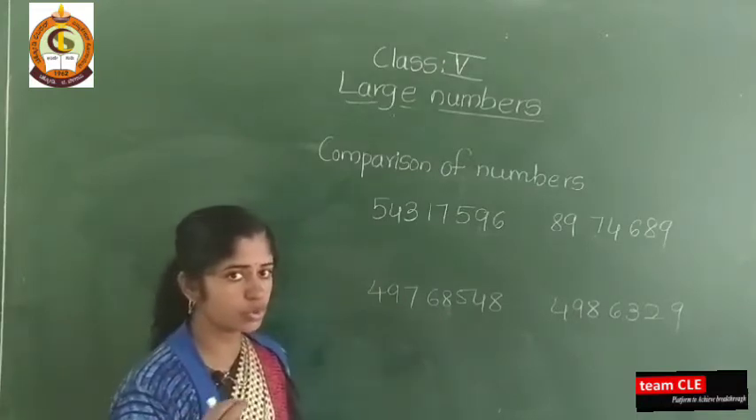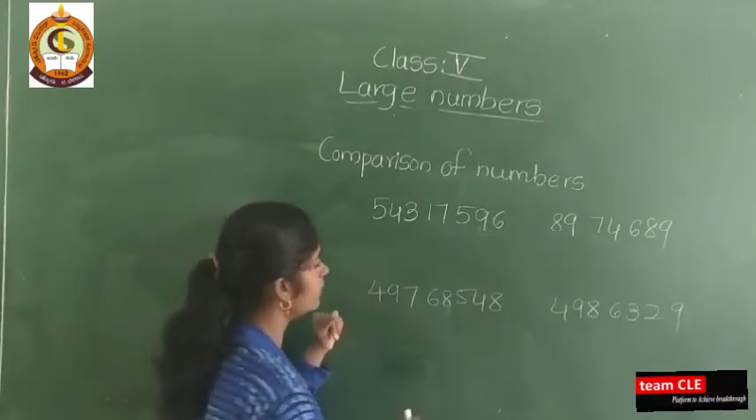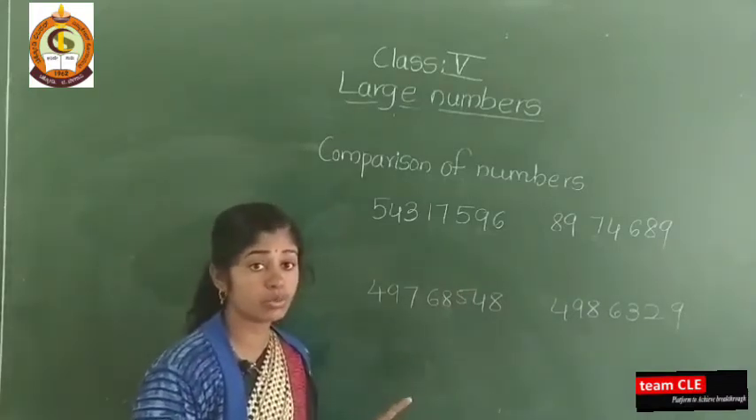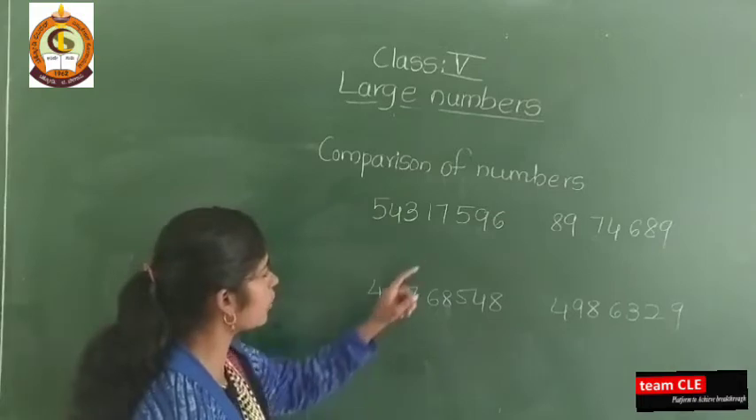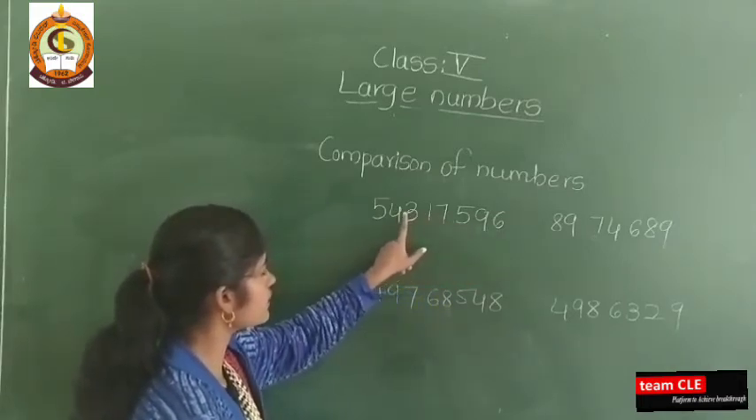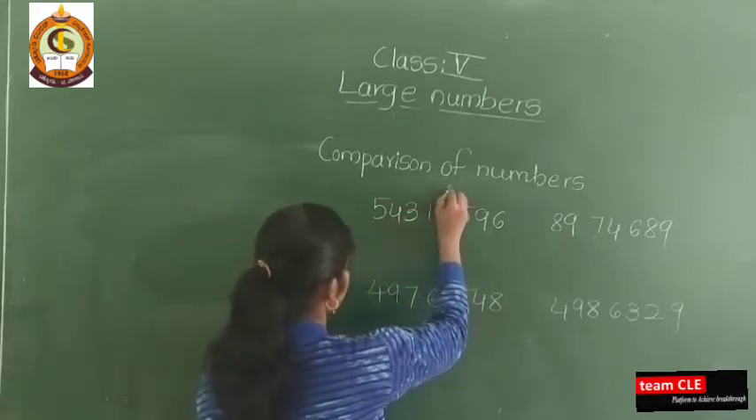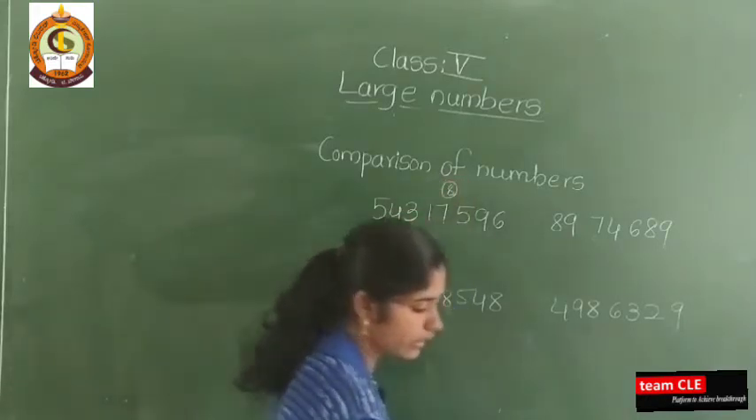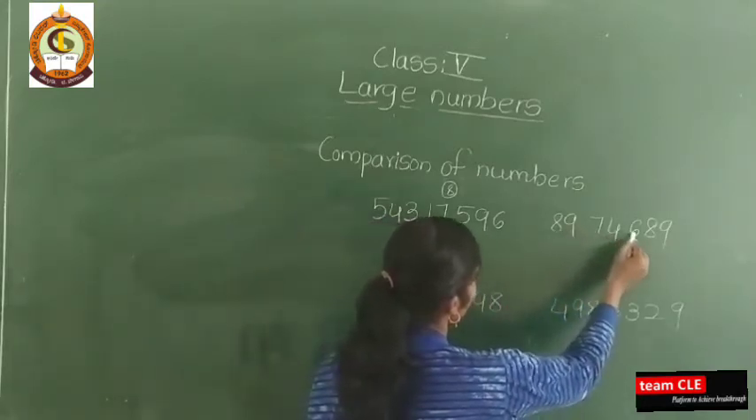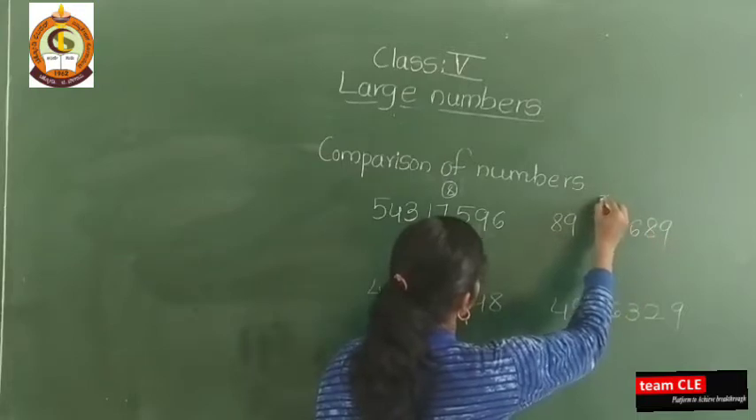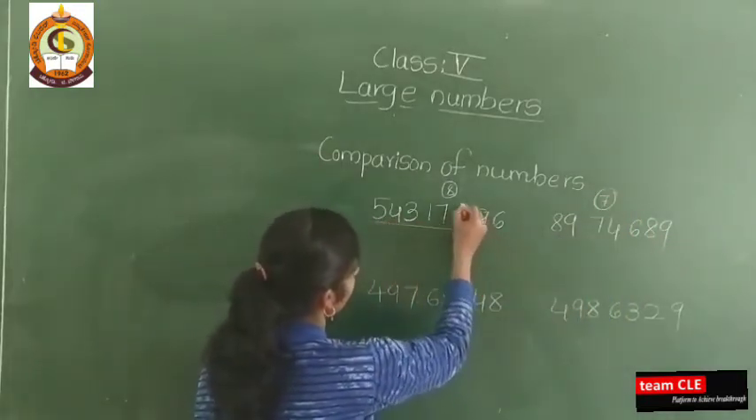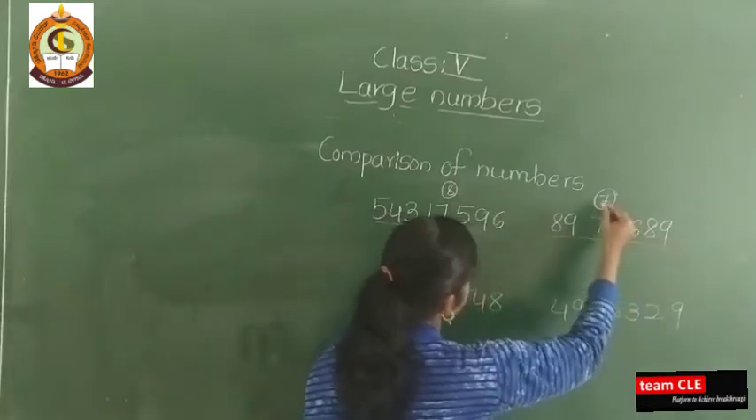Rule number 1 is here. When you are comparing numbers, first you need to count the number of digits. Count how many digits are there: 1 2 3 4 5 6 7 8. 8 digits are there. Next you take this one: 1 2 3 4 5 6 7. 7 digits are there. Here in this case 8 digits are there, and in this case 7 digits are there.